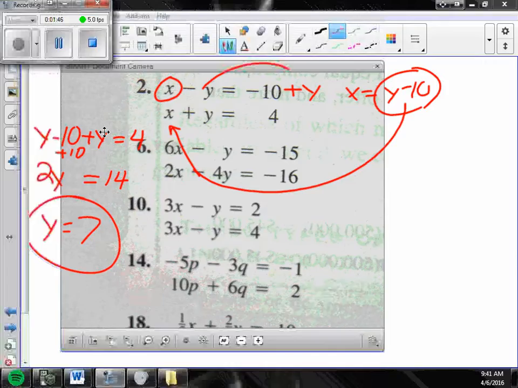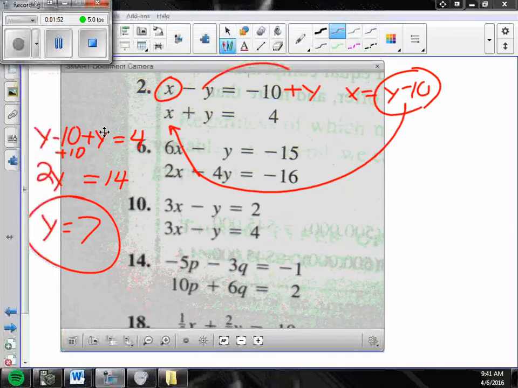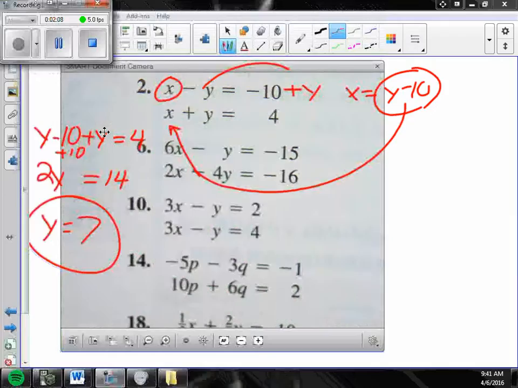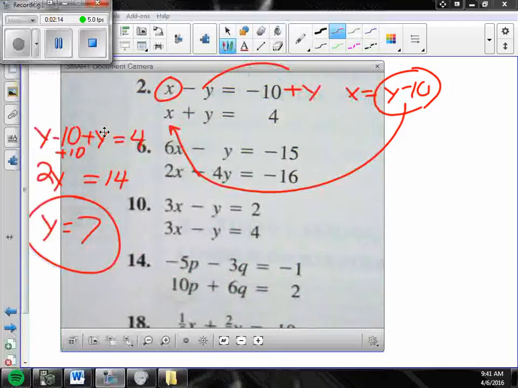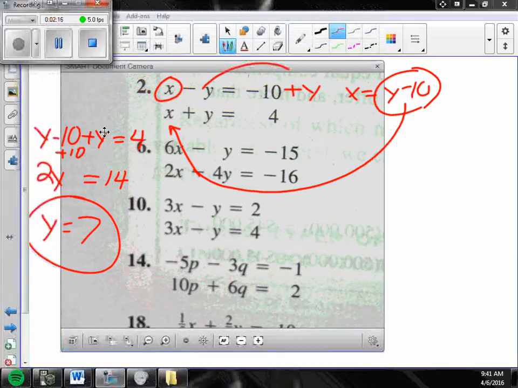What does y equals 7 mean? That's the y coordinate of the intersection of those two lines. So we now know that these two lines in fact intersect. Is it possible for two lines not to intersect? Yes. We'll talk about that in a second.